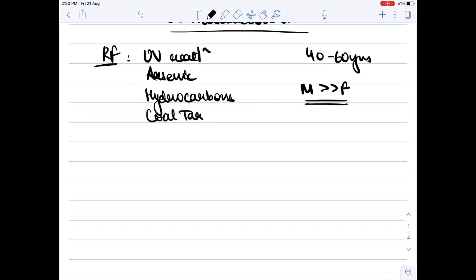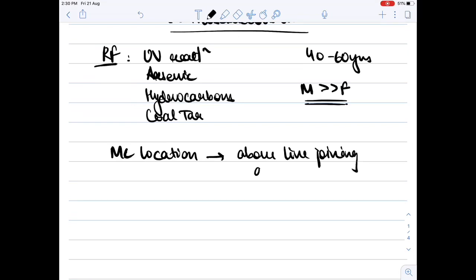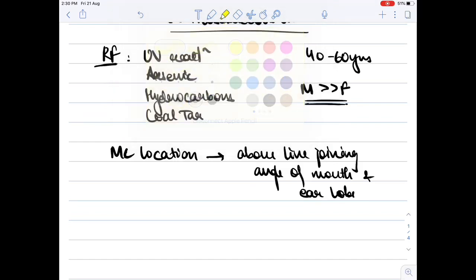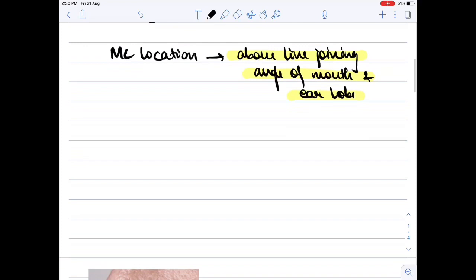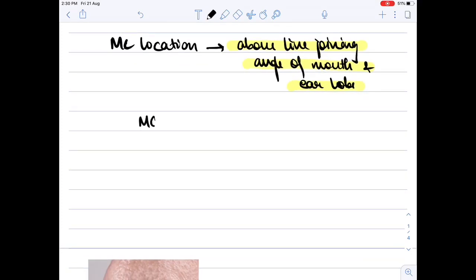Another important point is that its most common location is above the line joining the angle of mouth and earlobe. This is a very important point. This is the most common location and it's a very important point. And if overall most common site is asked, then the answer is nose more than inner canthus of the eye.